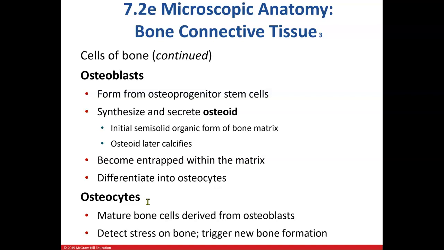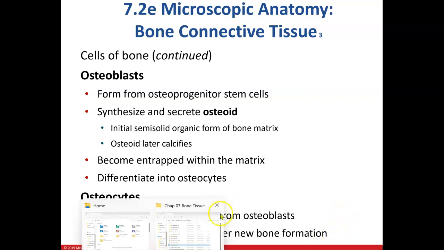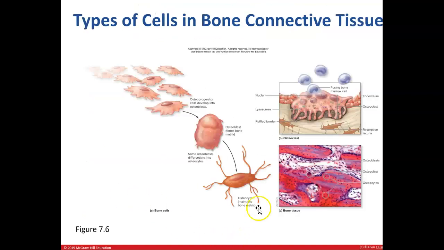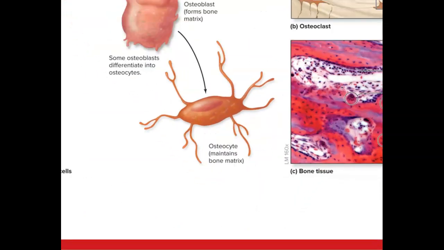The osteocytes are going to help maintain the health of the bone. They're going to detect the stress on the bone, and depending on what they detect and the feedback mechanisms, they may trigger formation of new bone. So coming back to this, here are our osteocytes, and the osteocytes are going to have some of these dendritic cytoplasmic extensions.